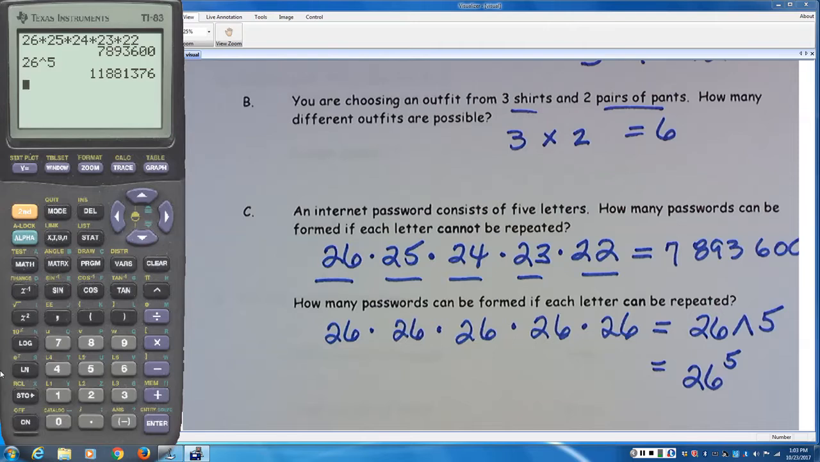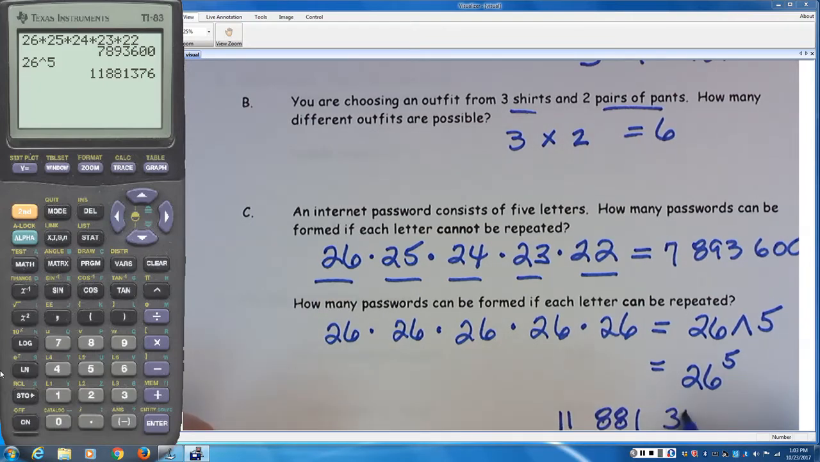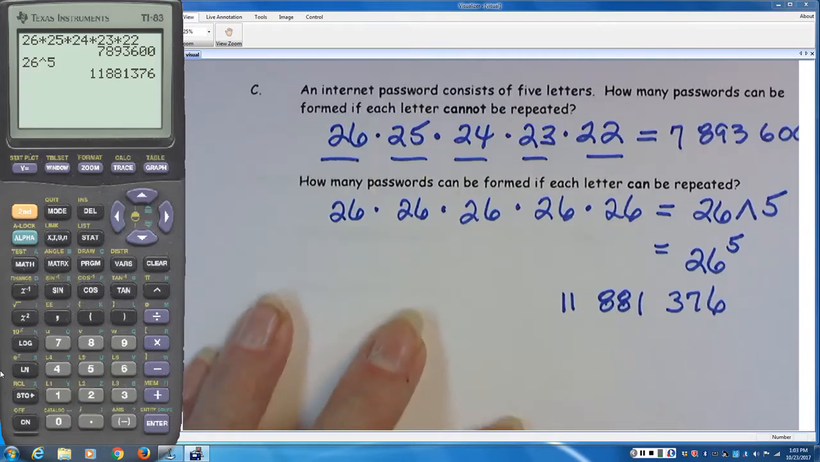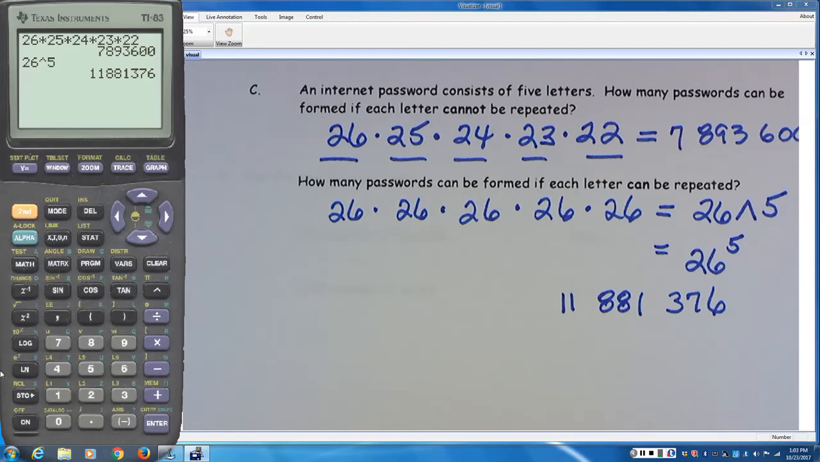And notice how many more you got. You now have 11,881,376 possible passwords. That's just by allowing things to repeat.